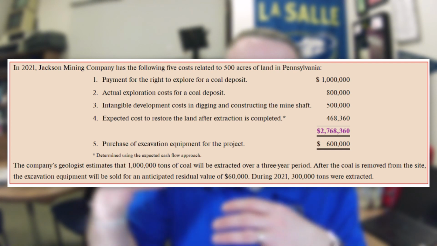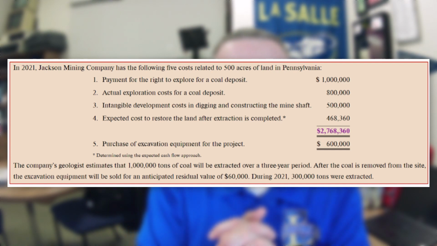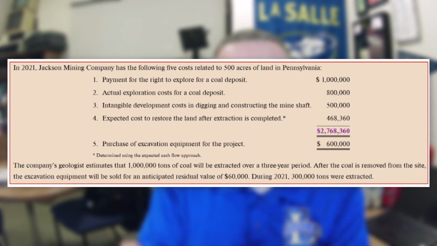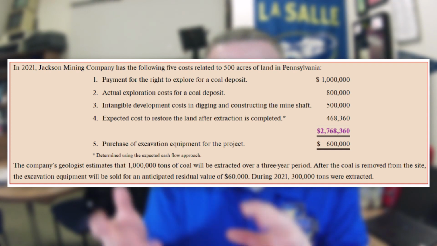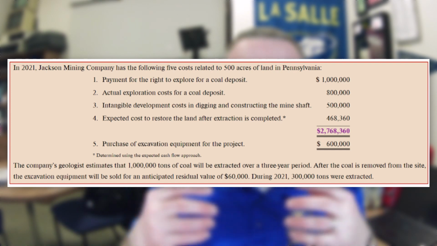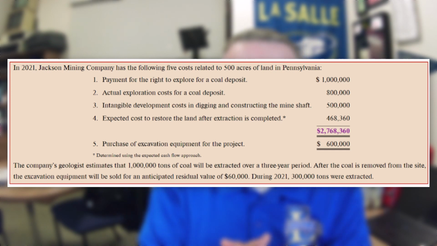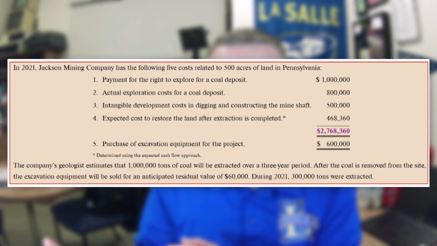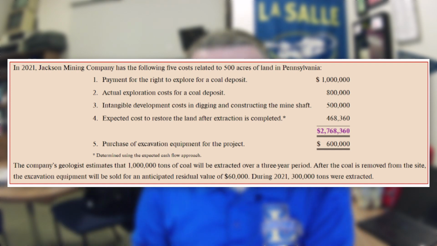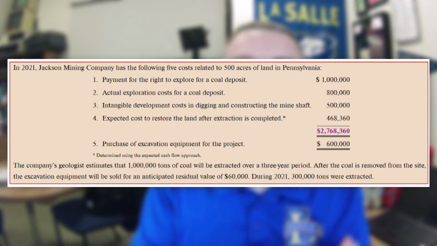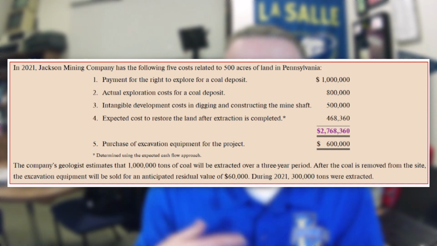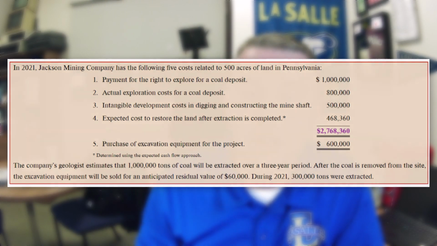So the first 4 costs, which add up to $2,768,360, will be allocated. Those costs will be allocated over the mine's useful life using depletion, whereas the excavation equipment will be allocated over the useful life of the excavation equipment using what's called depreciation. So depletion versus depreciation.